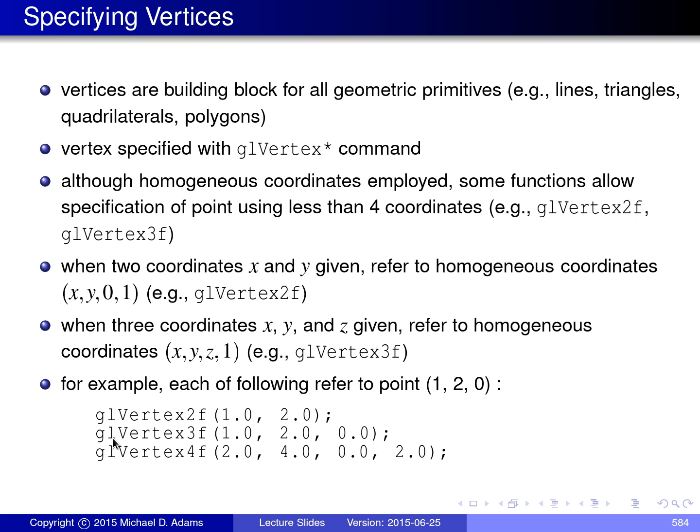Or we can specify the point using glVertex3f, in which case we explicitly specify the x, y, and z coordinate as 1, 2, and 0 respectively, and the homogeneous coordinate, which we don't specify, defaults to 1. Or we can explicitly specify all the homogeneous coordinates, as we're doing here with glVertex4f. So we say 2, 4, 0, 2. Since the normalizing coordinate is 2, this is equivalent to the point in space with the x coordinate 2 over 2, which is 1, the y coordinate 4 over 2, which is 2, and the z coordinate 0 over 2, which is 0.